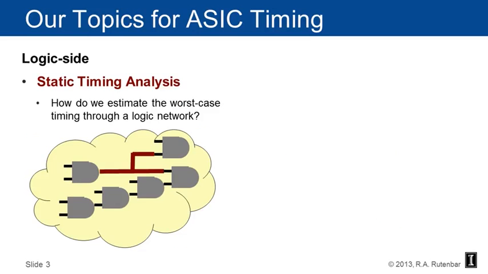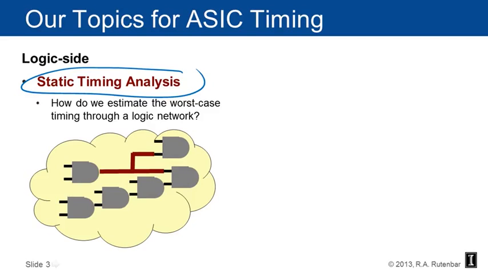So our topics for talking about ASIC timing, well, we're going to talk about the logic side of this. And so we're going to do something that's very important, which is called static timing analysis. And we're going to explain in a while why it's called static. But for now, the question is sort of simple. How do we estimate the worst case timing through a logic network?